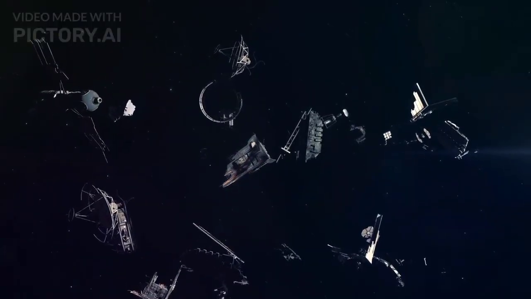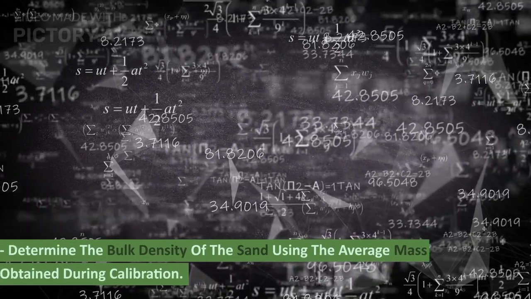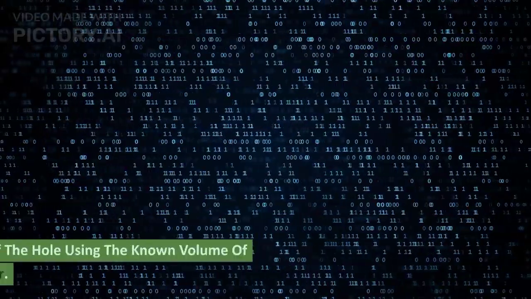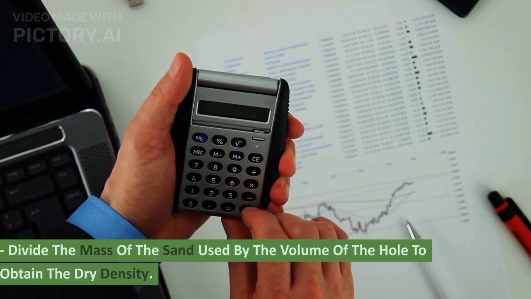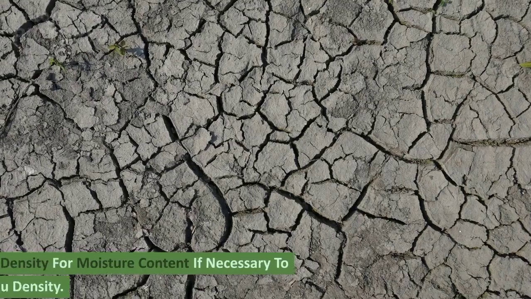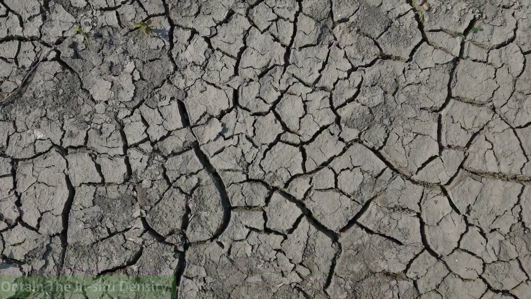4. Calculation of in-situ density. Determine the bulk density of the sand using the average mass obtained during calibration. Calculate the volume of the hole using the known volume of the sand pouring cylinder. Divide the mass of the sand used by the volume of the hole to obtain the dry density. Adjust the dry density for moisture content if necessary to obtain the in-situ density.